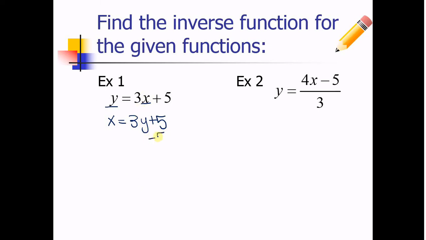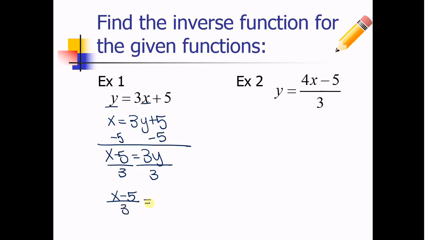So I'm going to subtract 5. X minus 5 equals 3y. Divide by 3. I have now solved for y. That means I have found the inverse of my function.